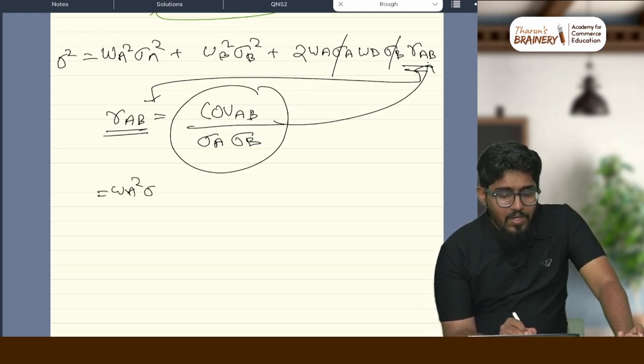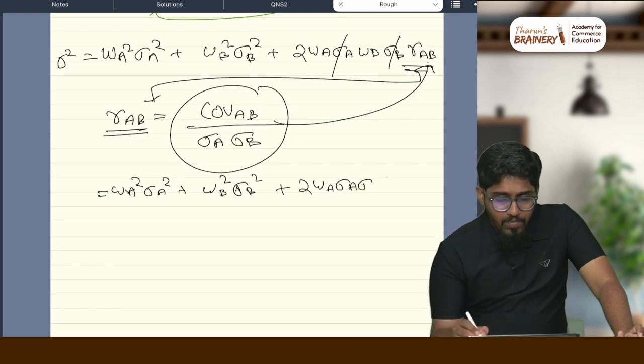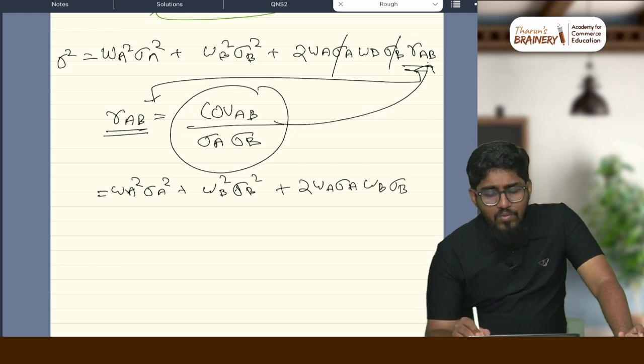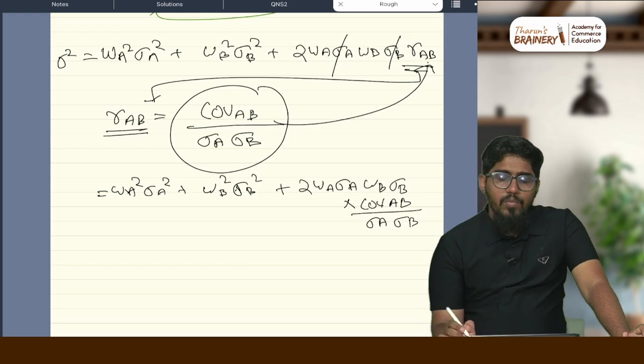Weight of A square into standard deviation of A square, plus weight of B square into risk of B square, plus 2 into weight of A into weight of B into standard deviation of A into standard deviation of B, multiplied by, instead of RAB, I will write covariance of AB divided by standard deviation of A and standard deviation of B. So standard deviation of A and B is cancelled.